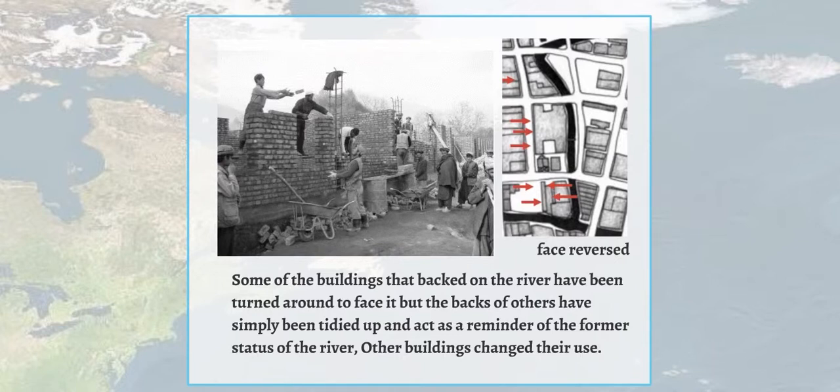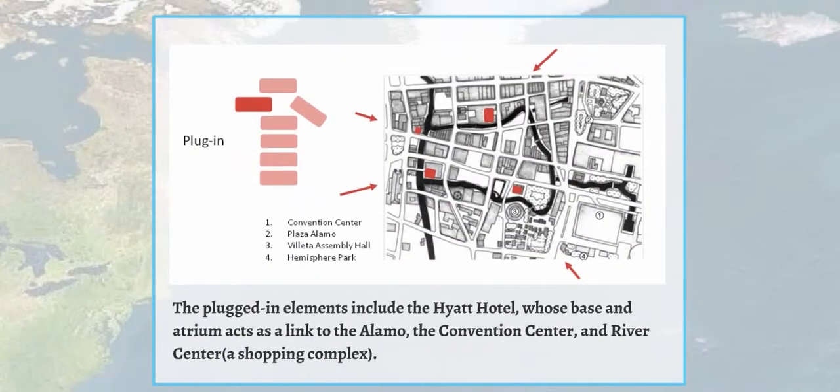Some of the buildings that backed on the river had been turned around to face it, but the backs of others had simply been tidied up and act as a reminder of the former status of the river. Other buildings changed their use. The plug-in elements include the Hyatt Hotel, whose base and entrance act as a link to the Alamo, the Convention Center, and the River Center.